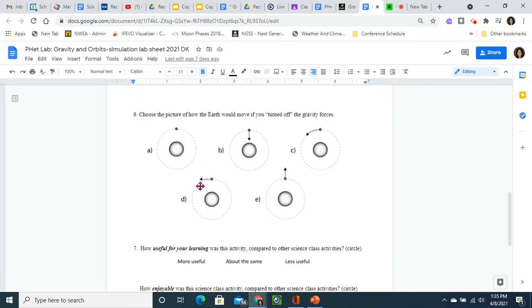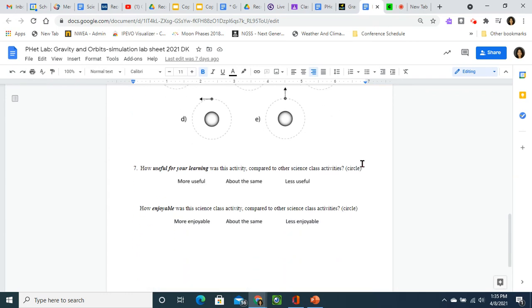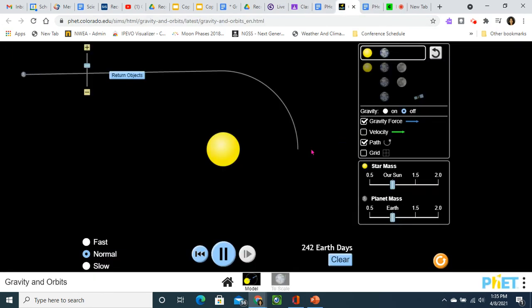Okay, so that's question 6. Choose the one that shows the path if we would turn off the gravity. Then you'll answer question 7, how useful for your learning was this activity? Put your answer here. Was it enjoyable? And then you can go back and just kind of play with that.